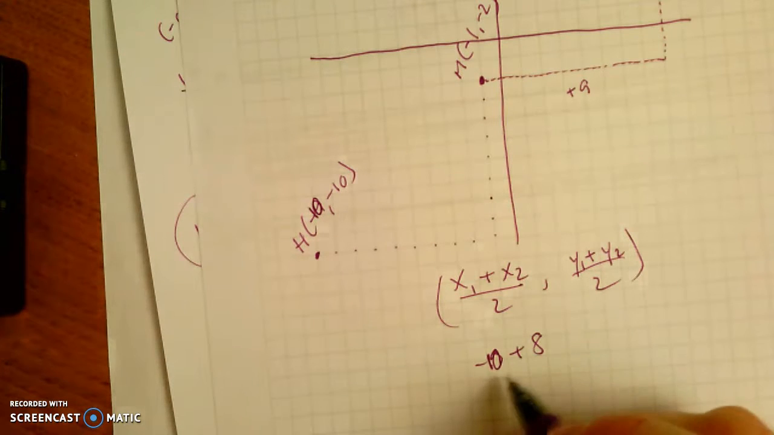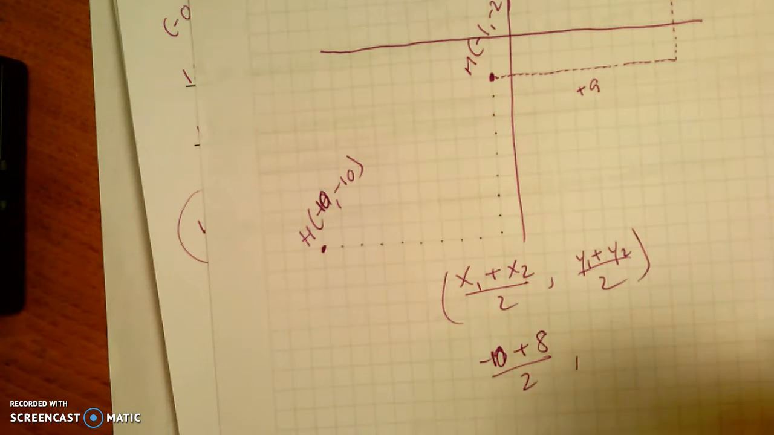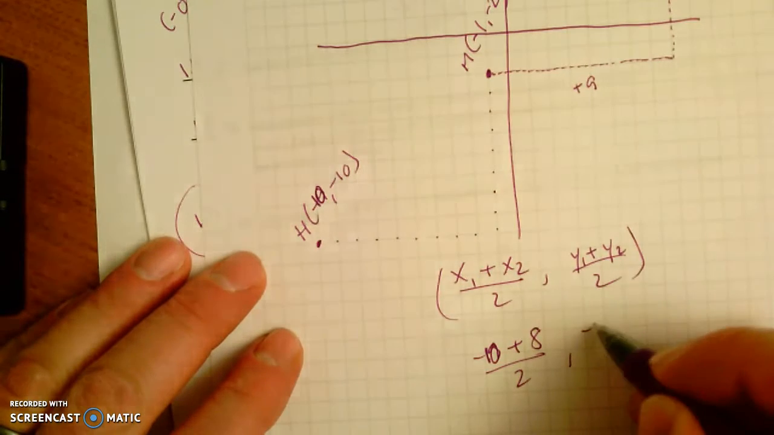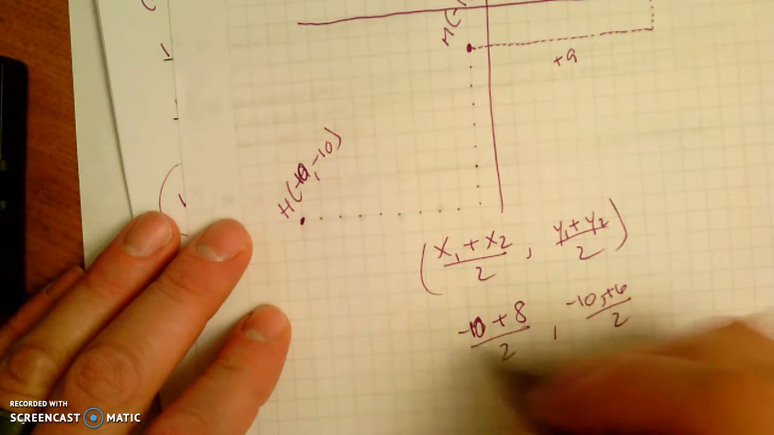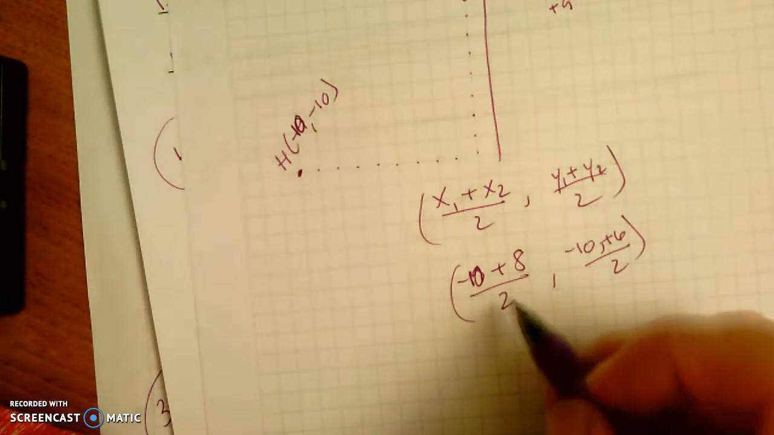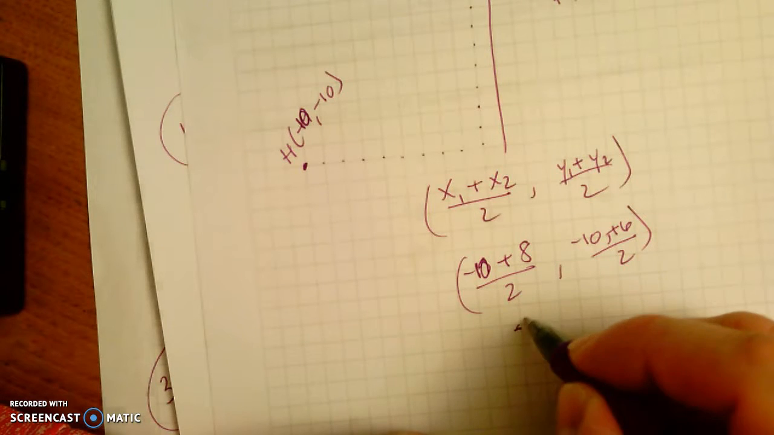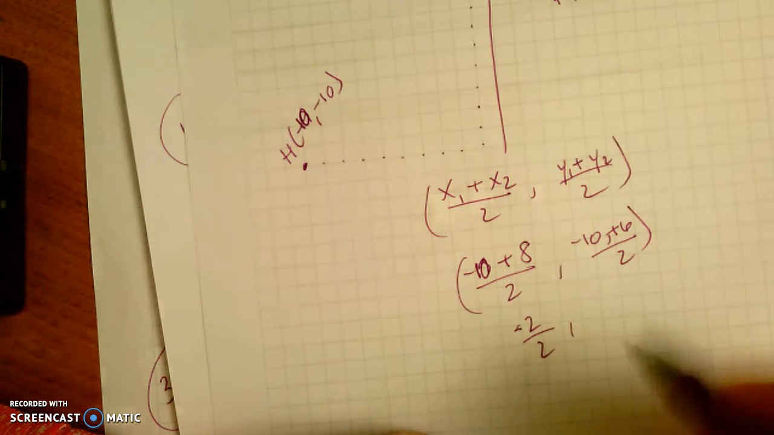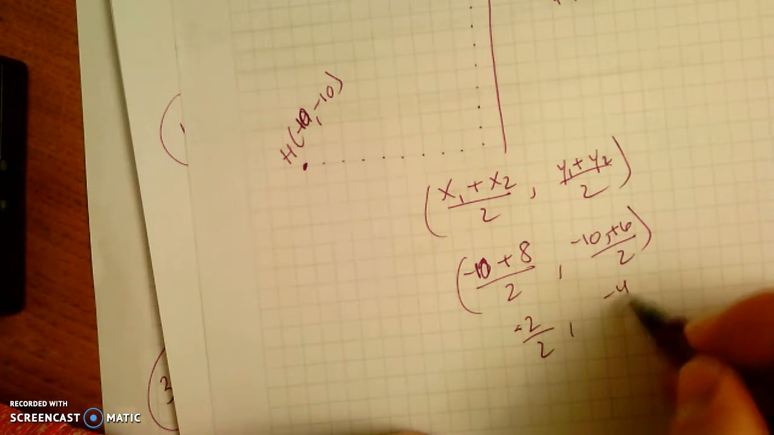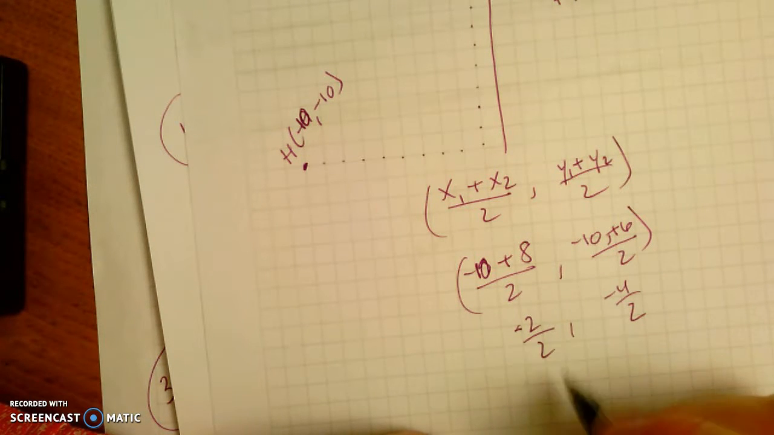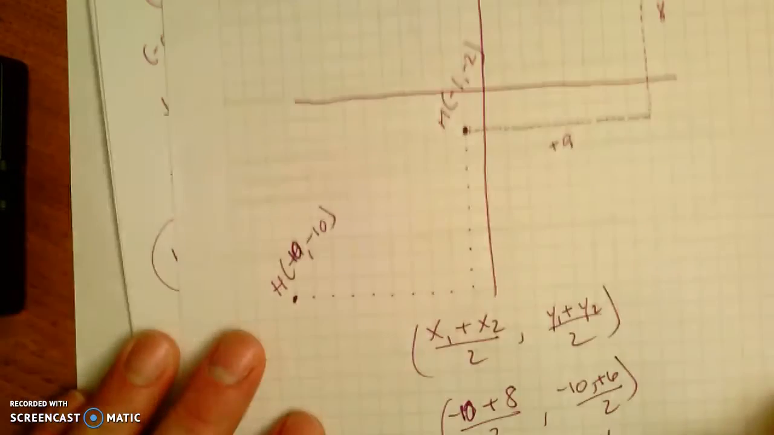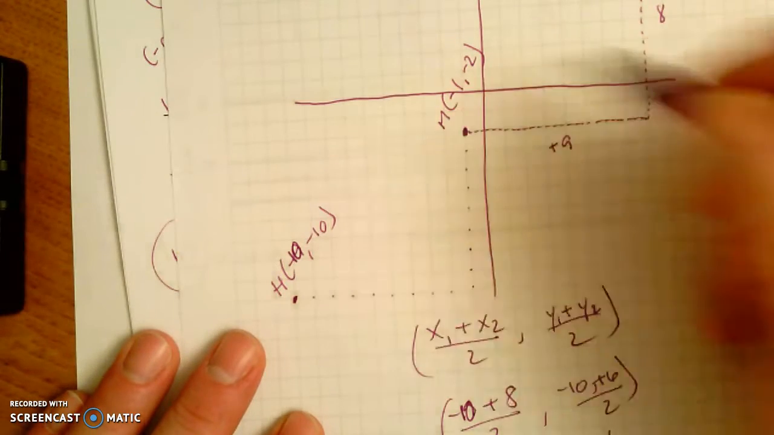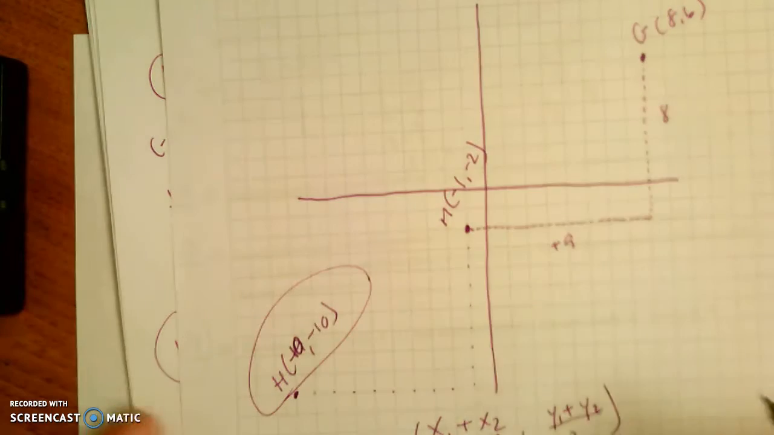So, -10 plus 8 over 2. Our y coordinates are -10 plus 6 over 2. So -10 plus 8 is -2 over 2. -10 plus 6 is -4 over 2. -2 over 2 is just -1. -4 over 2 is -2. -1, -2 is indeed the midpoint. So the coordinates for H are -10, -10.